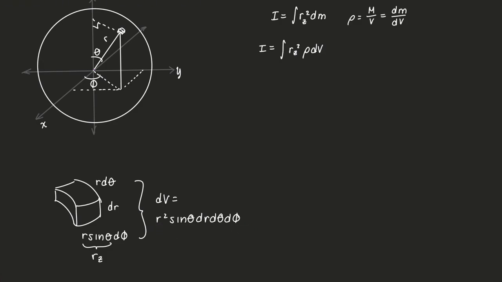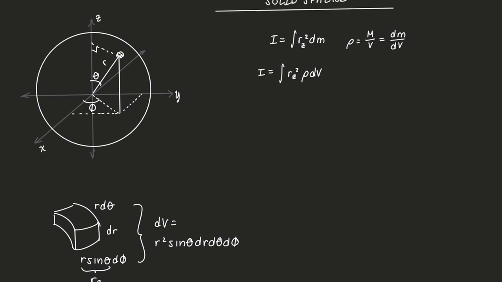So now we can go back into our equation and replace all of this. This is going to be a triple integral now because we have 3 infinitesimals that we're integrating over. And I'm going to replace the r sub z with r sine theta like we had found. We still have rho, and then we have our volume that we just found. So that's r squared sine theta dr d theta d phi.